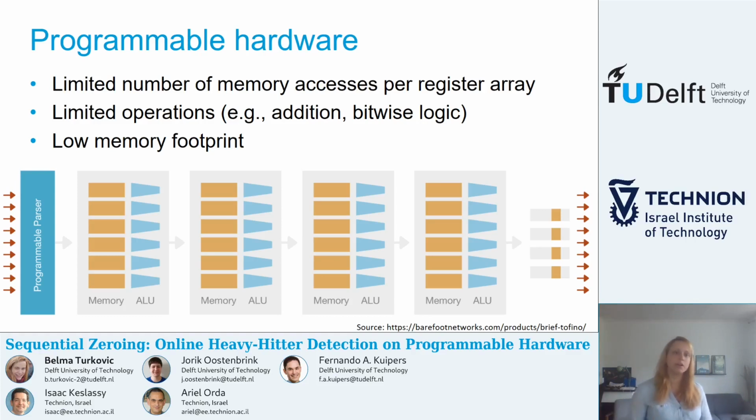In addition, each of the stages has a certain amount of memory that can be used to keep state. So for example, flow counts. However, as a packet passes through the stages, it can only access this stateful memory once. Of course, in addition to all of this, we want to have a low memory footprint because, of course, we are running these algorithms on the switches and they also have limited memory.